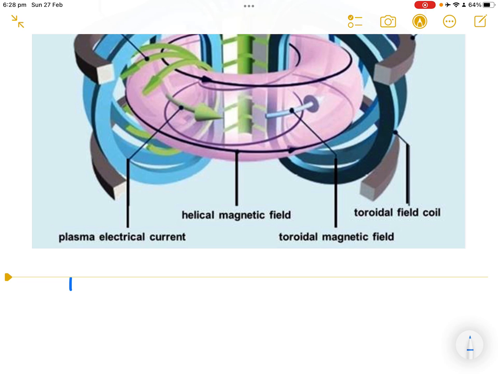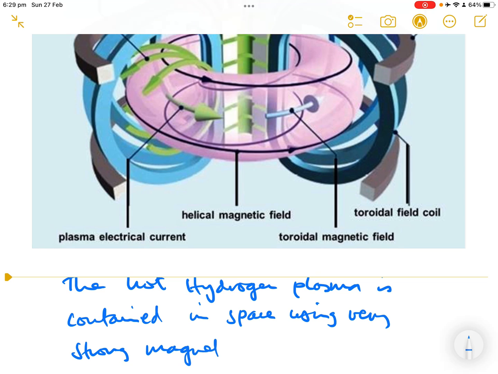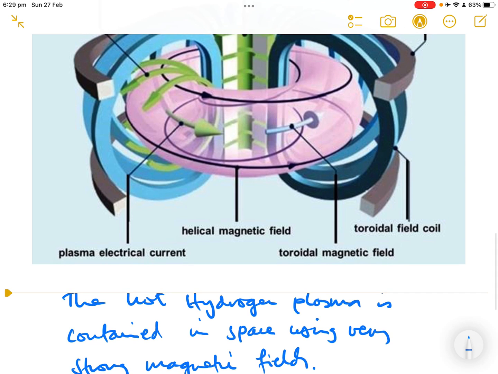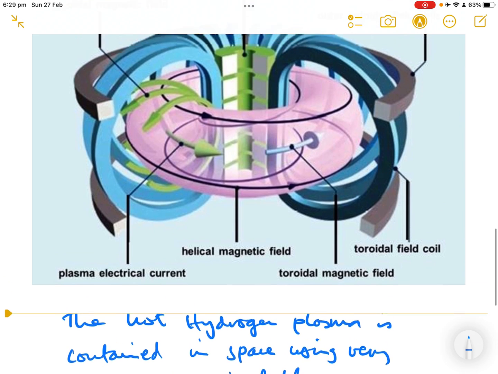So to sum up then, the hot hydrogen plasma is contained in space using very strong magnetic fields. So these strong magnetic fields then keep the plasma in place and allow the fusion to occur.